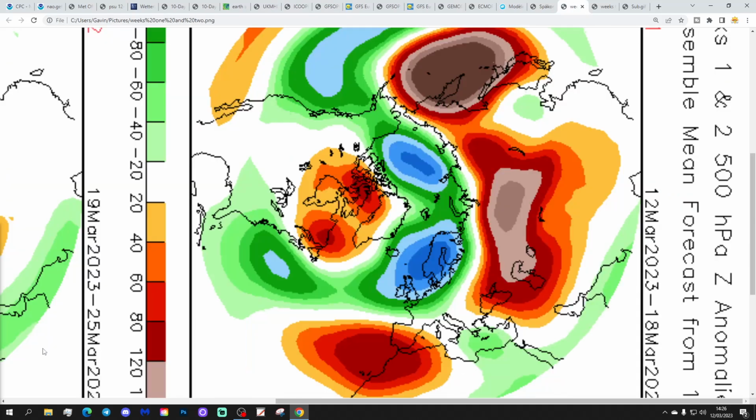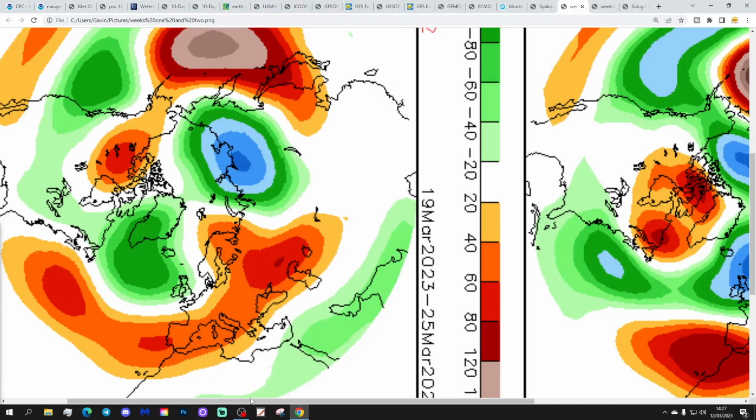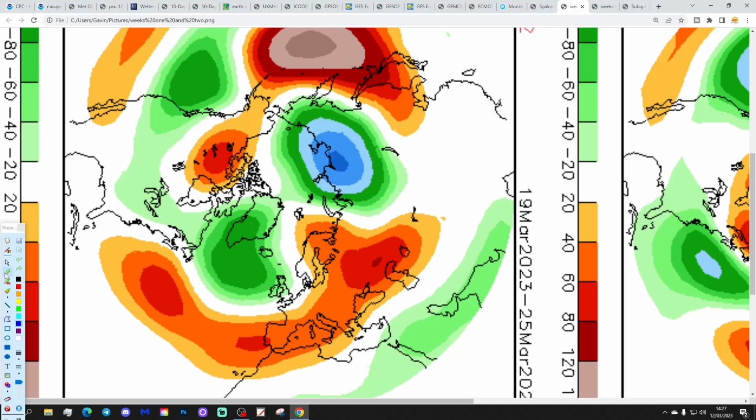And finally, these are the 500 millibar height anomalies broken down into weekly periods. The first week period takes us from the 12th to the 18th of March, the coming week, with low pressure to our north and northeast. High pressure is around Greenland and over towards Canada. Still unsettled, beginning to get a little bit less cold though, more of an Atlantic flow, losing the northerly type influence. Week 2 is the 19th to 25th of March.